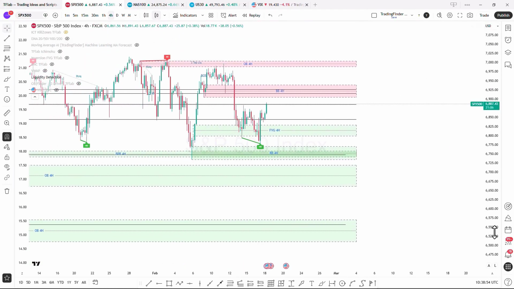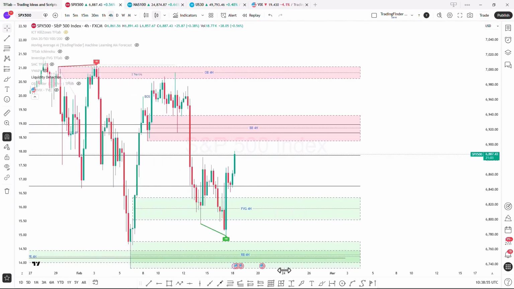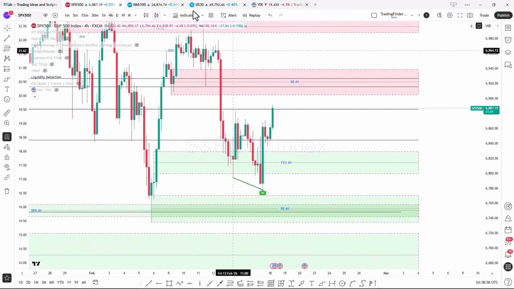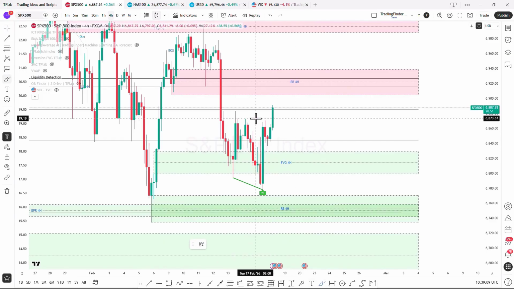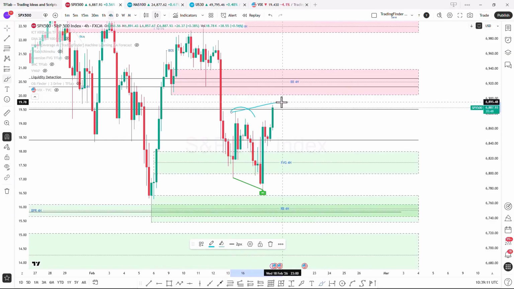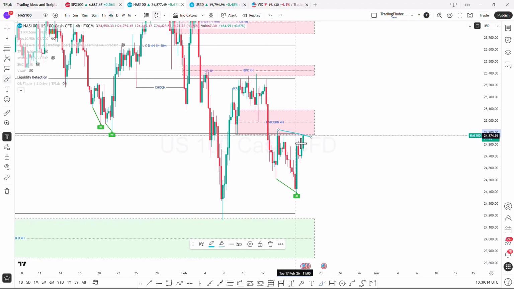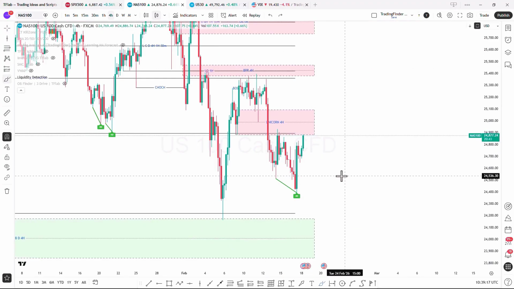By examining the SMT and looking at Nasdaq and S&P 500, we see that Nasdaq still hasn't managed to break the previous swing high. But in the S&P 500, this has happened, and it has recorded a higher high, which serves as a confirmation for a bearish move in the market.